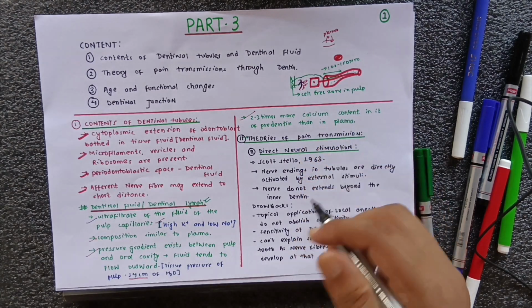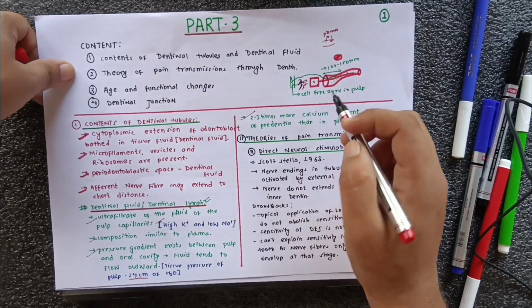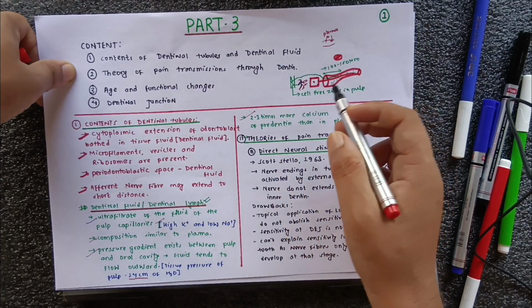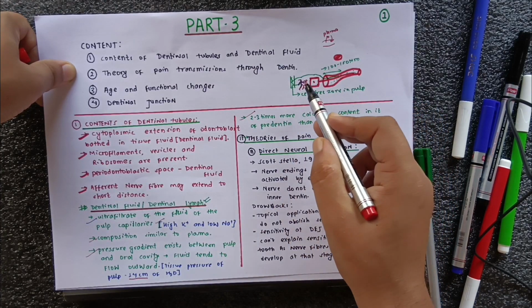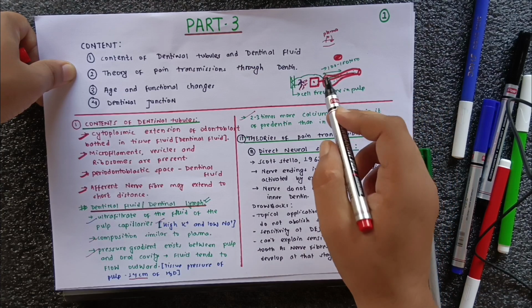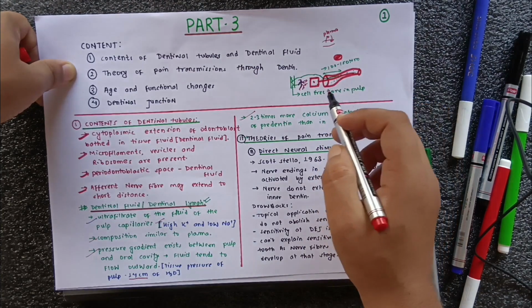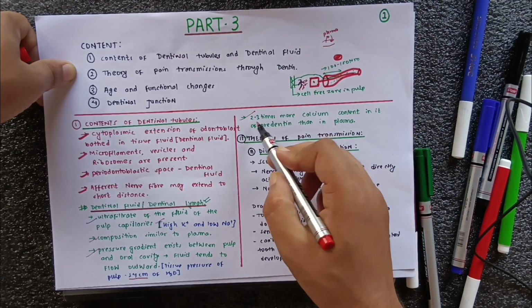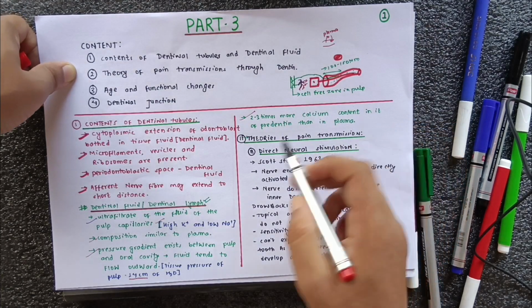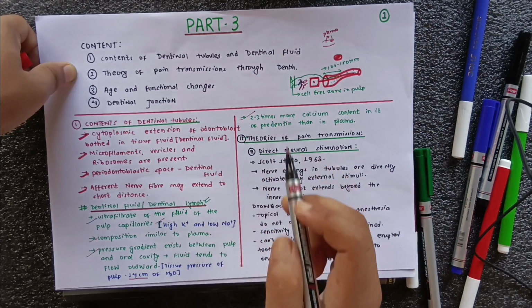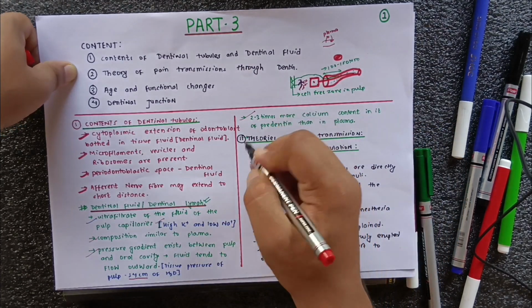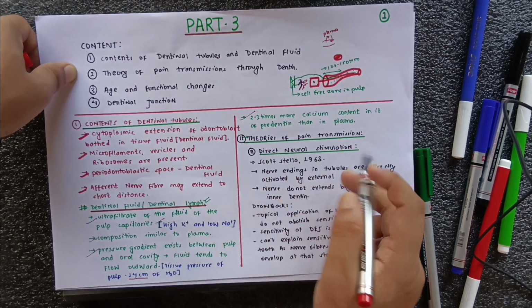It is an unmineralized matrix layer of the dentin. So from that point, the dentinal tubule is present in the predentin too. The dentinal fluid that is present in the dentinal tubule of the predentin contains two to three times more calcium. That I have written here. After that, our important topic of today's video, the theories of pain transmission.